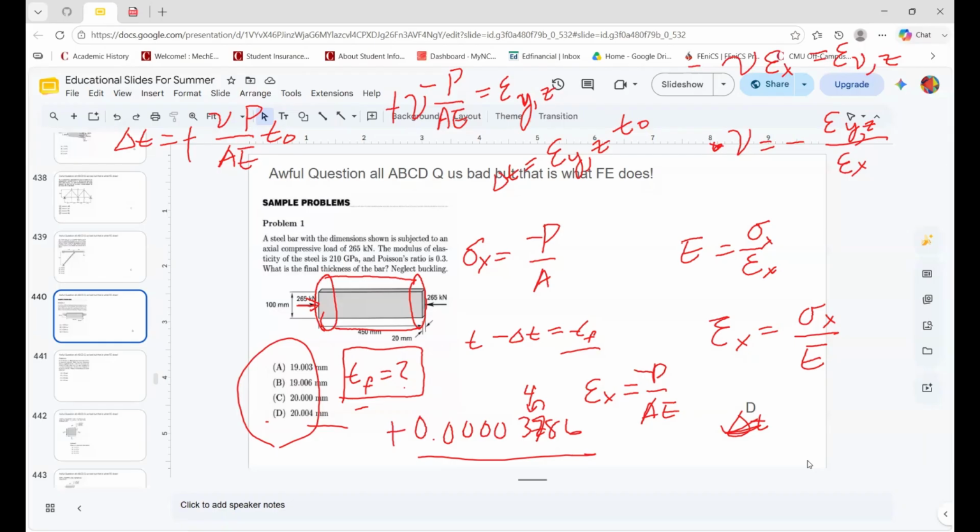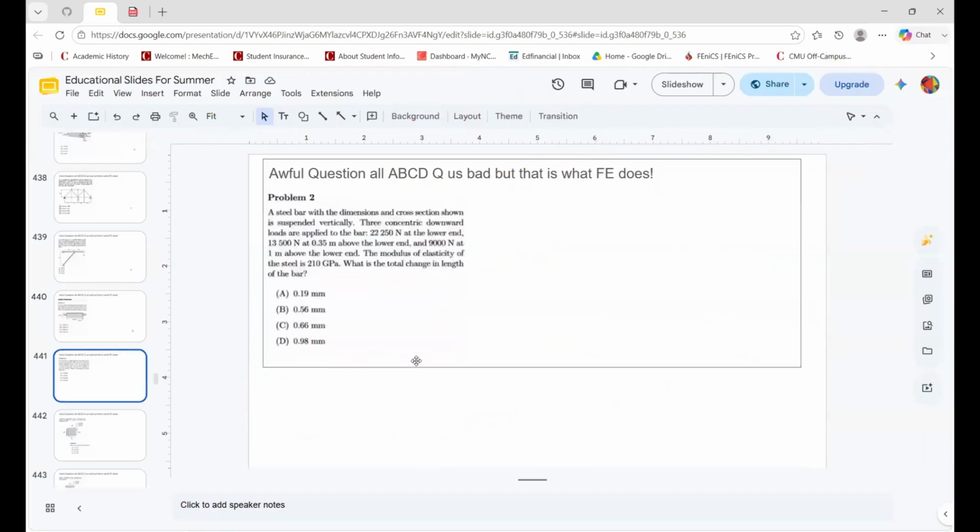This is definitely D. And we'll move on to the next question now. A steel bar with the dimensions and cross section shown is suspended vertically. Where is it shown?